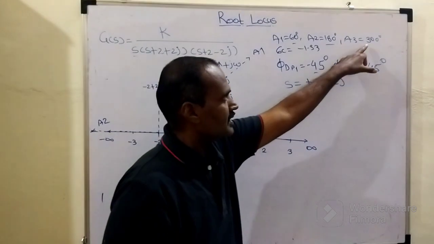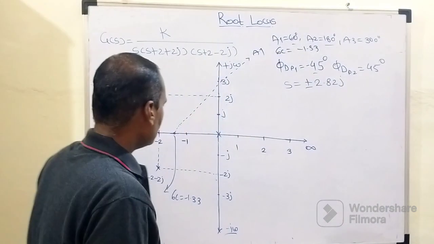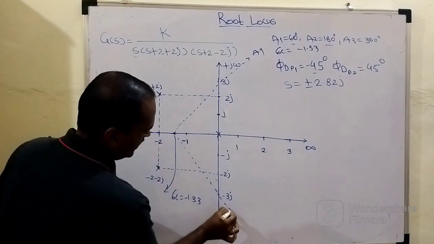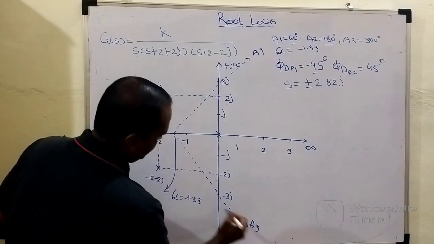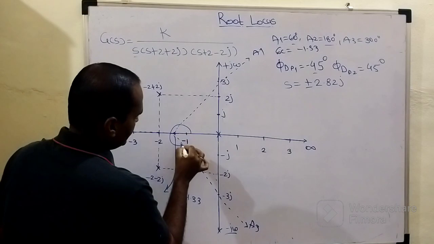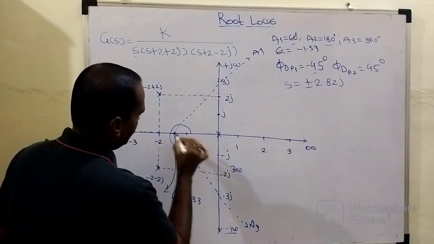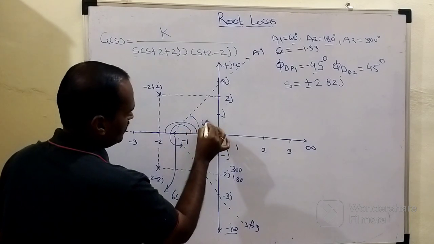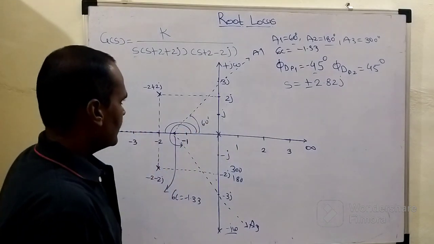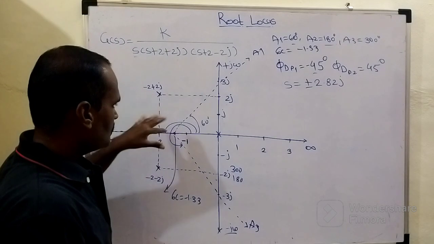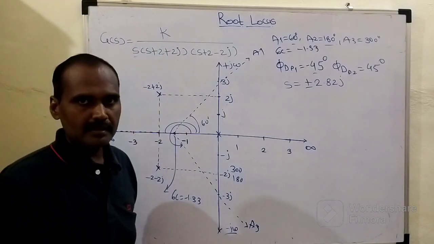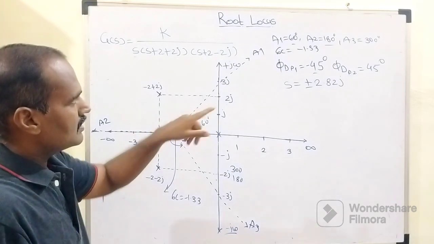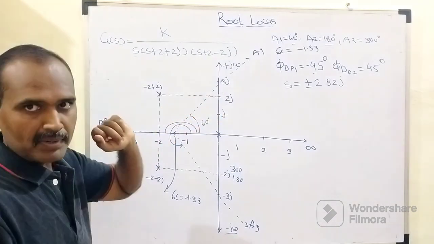And finally asymptote number 3, whose angle is nothing but what? 300 degree. So here it will come like this dotted line. This will be A3. This angle is exactly equal to 300 degree. This angle is exactly equal to 180 degree, and this angle is nothing but what? 60 degree. Then after that, this is how these poles are being located within the second and third quadrant. Now it's time to plot the angle of departure.